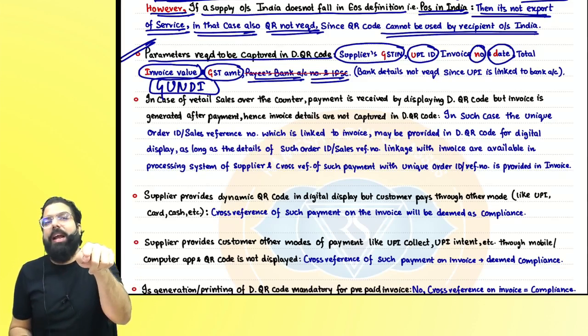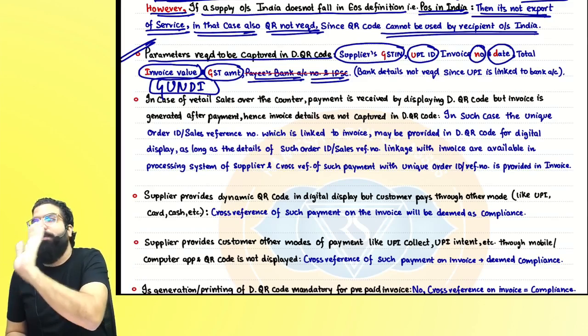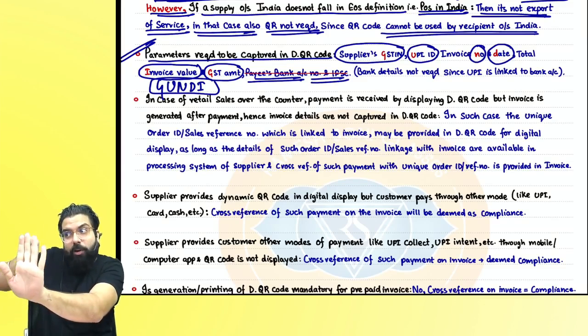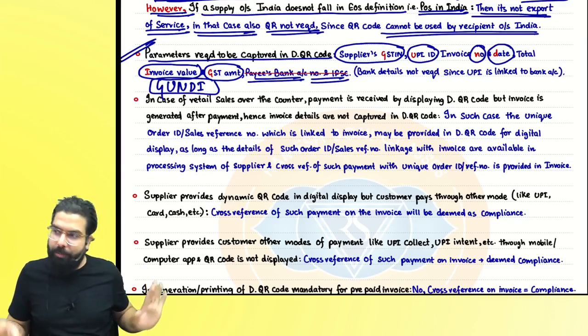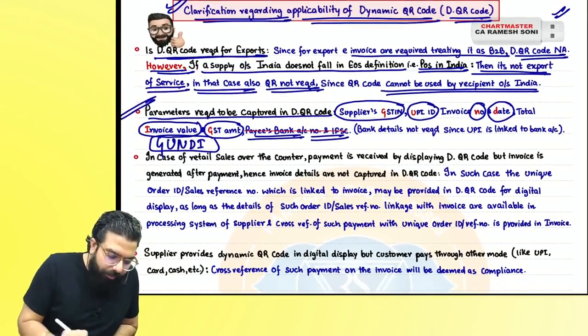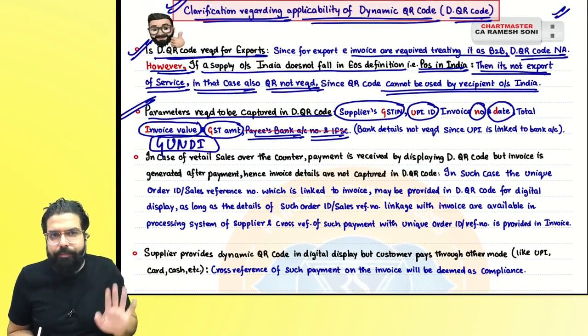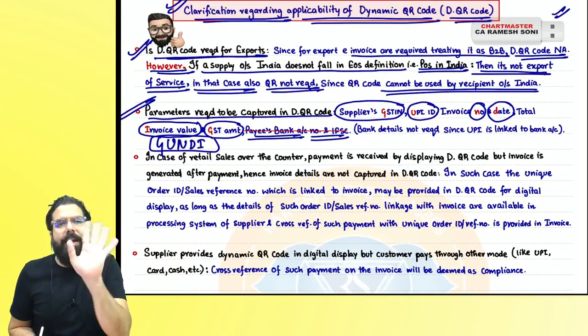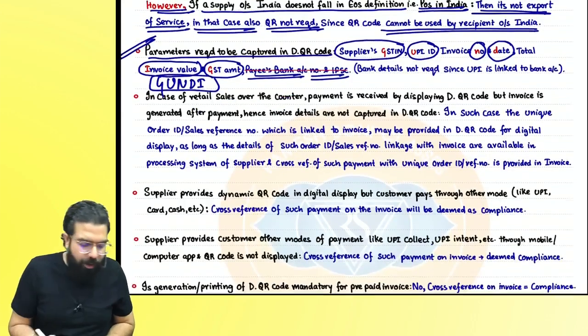Later they went ahead and clarified that bank account details of the payee are not required because UPI is already linked to a bank account. Are we clear, everyone? Now, first one clear. In the export case, it is B2B and hence you will not go ahead and provide a dynamic QR code.